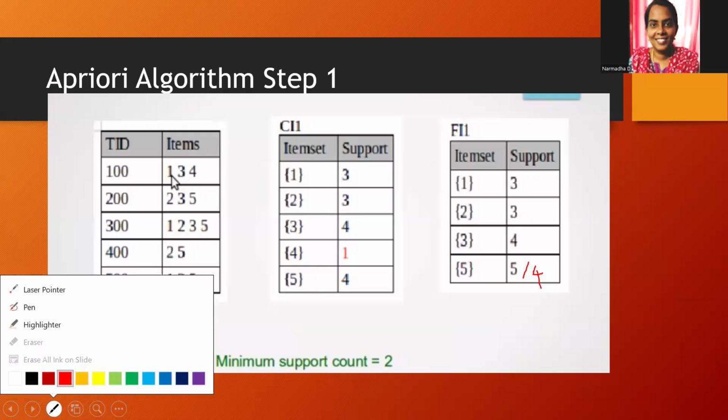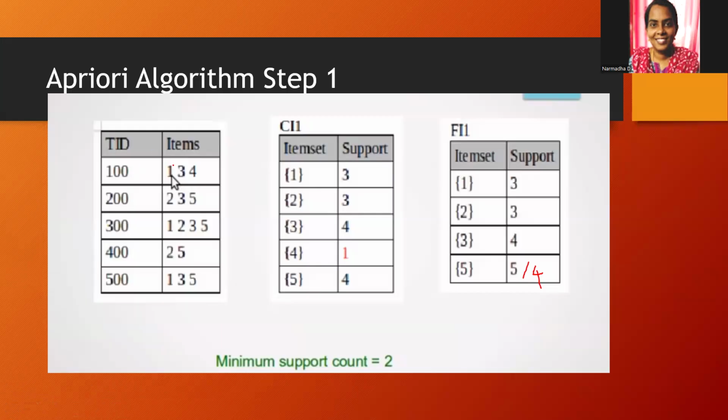Observing the data set, take 1. How many times is it appearing in the collection of transactions? It is appearing 3 times. And if we take 2, how many times is it appearing? 1, 2, and 3. Likewise, if we consider the item 3, how many times is it appearing? 1, 2, 3, and 4. So this is about your support count.